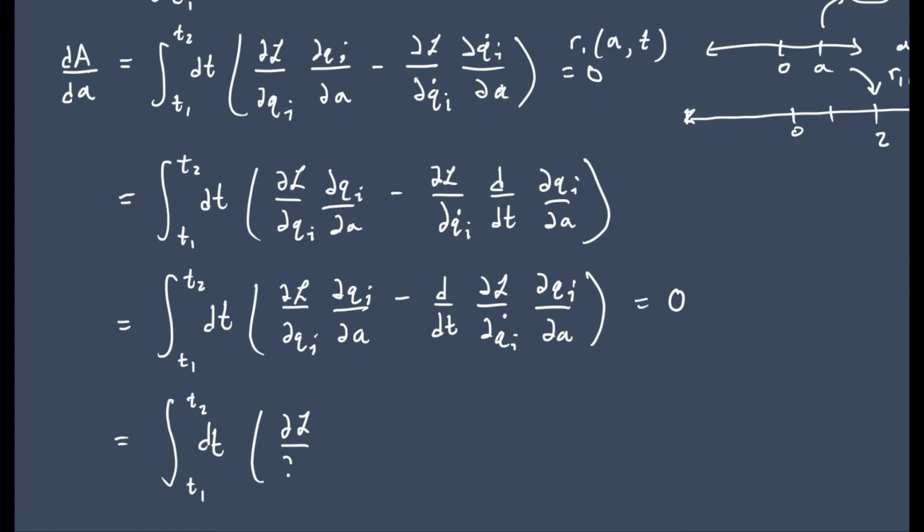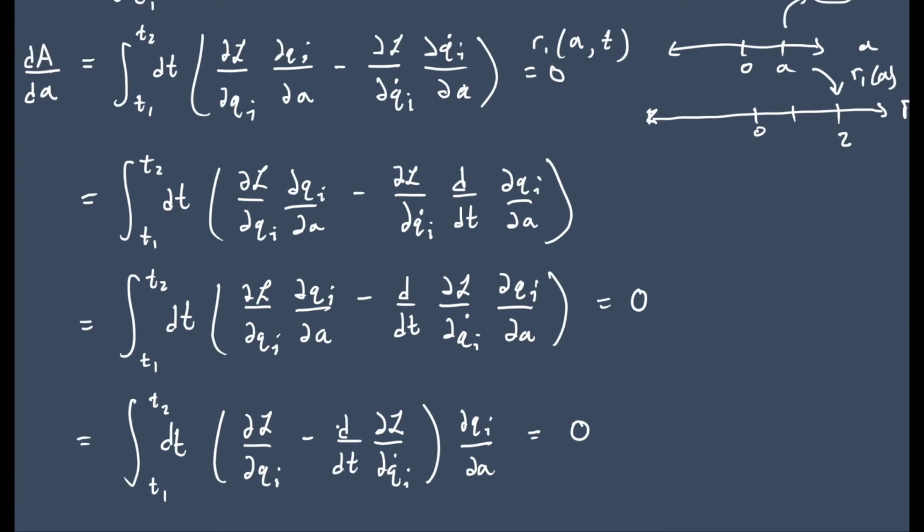dL/dqi minus d/dt of dL/dqi dot, times dqi dA. I just factored this out because it's common in both of these. So I factor that out and we say that that equals 0. Okay. We have come now to the Euler-Lagrange equations.